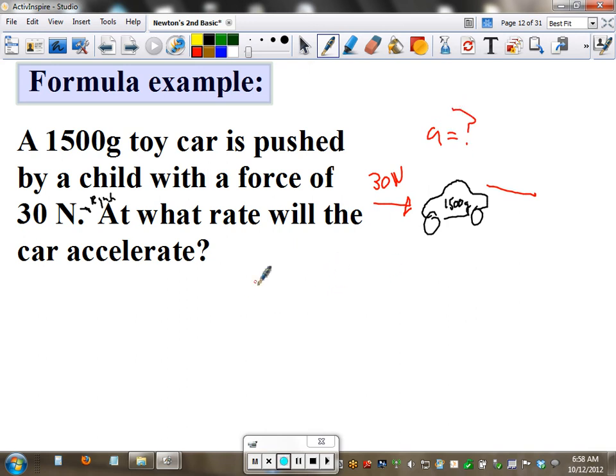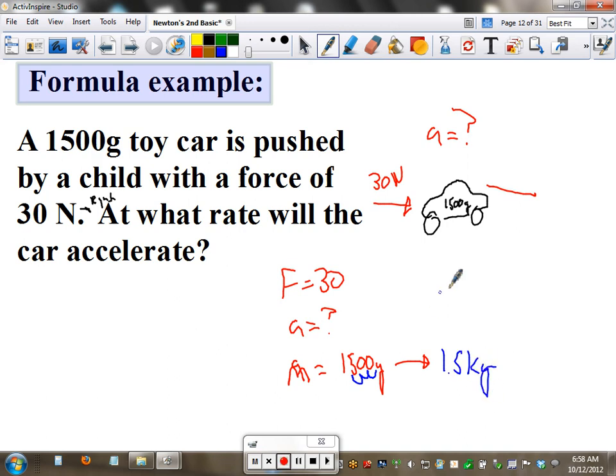We've got our list of what we know. We know F equals 30. Acceleration equals question mark. Mass equals 1,500 grams. We need to change this first: 1.5 kilograms. Our formula, F equals ma. 30 equals 1.5 times a. Divide by 1.5. And we have, I don't know, 12.5, I think.